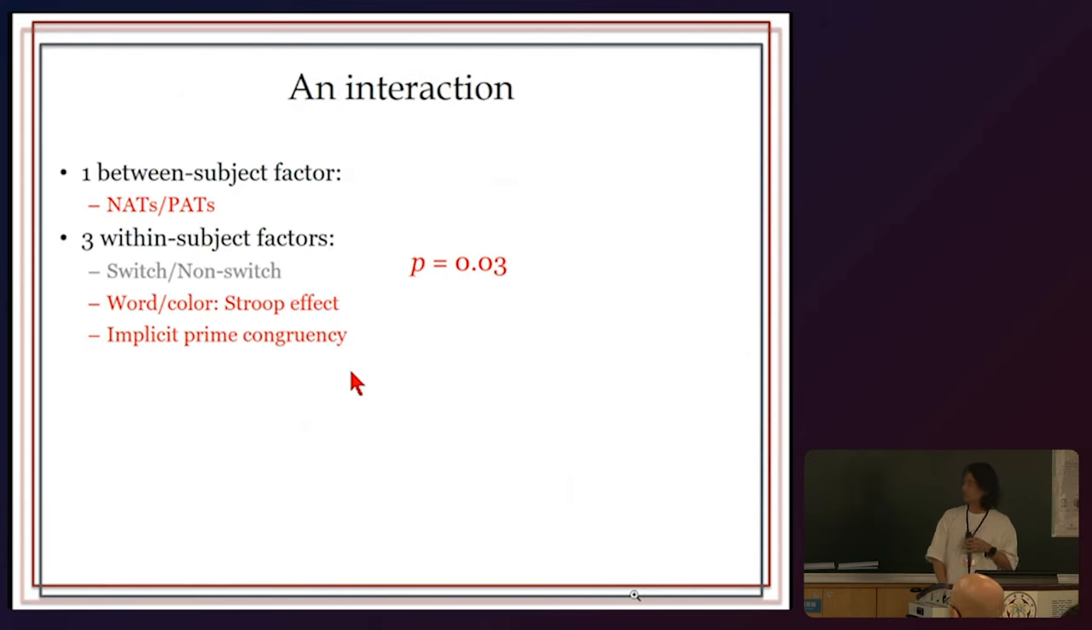With that, we actually found an interesting three-way interaction. The switching component doesn't really work, but there is an interaction between the Stroop effect and the congruency, which is what we found in the younger participants. We analyzed the data exactly the same way, looking at the trials when the test is harder versus when the test is easier.